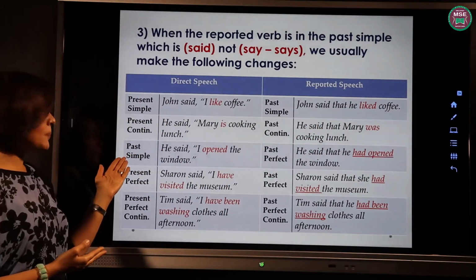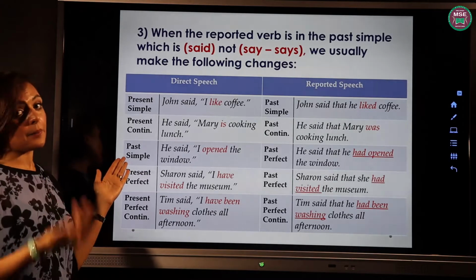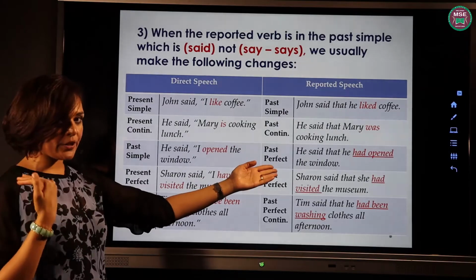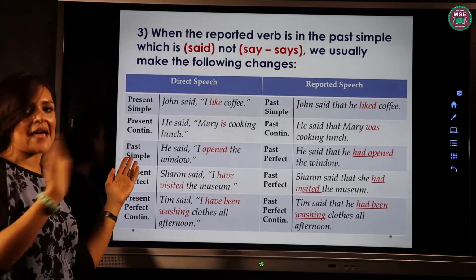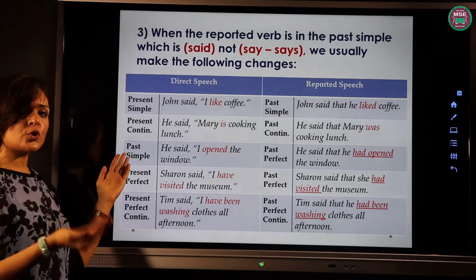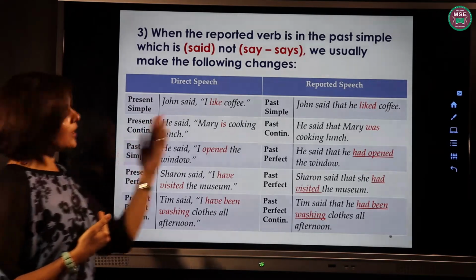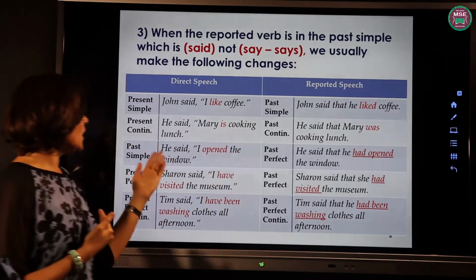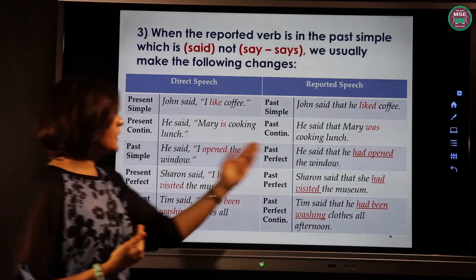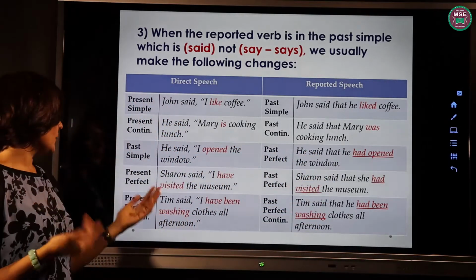In the past simple tense, what is before the past? It is the past perfect. We know that the past perfect is action 1 that happened in the past and the past simple is action 2 that happened in the past. So we have to push the tense back. Here we have the past simple. It would be past perfect then. He said, "I opened the window." It will be in the indirect, he said that he had opened the window.